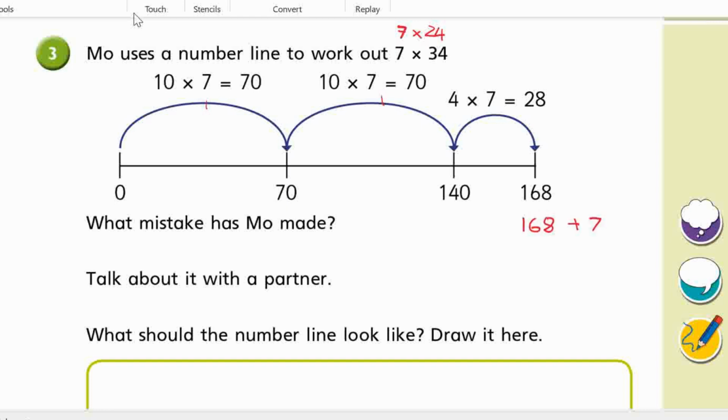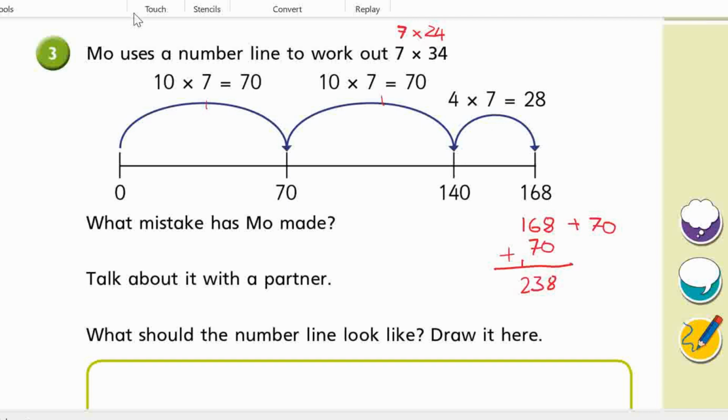168 plus 70. Maybe it helps if I do it like this. 0 plus 8 is 8. 7 plus 6 is 13. And then we have the 1, 238. So that should be his answer.